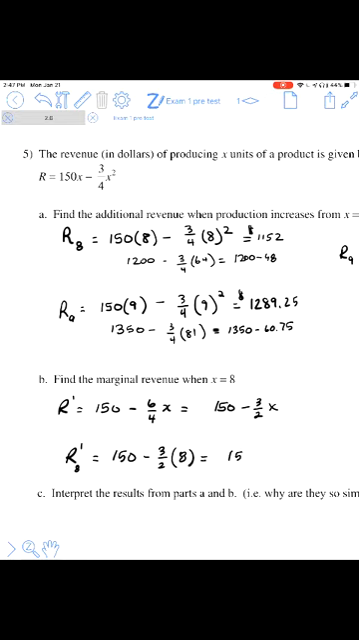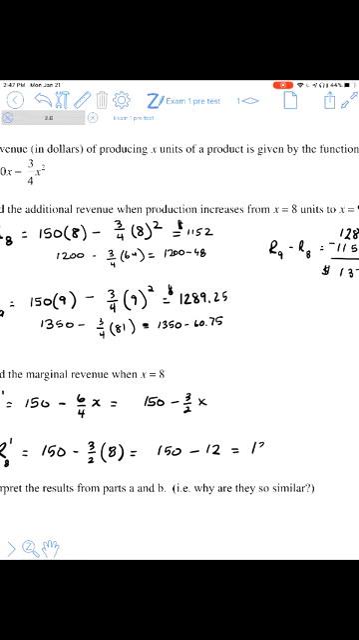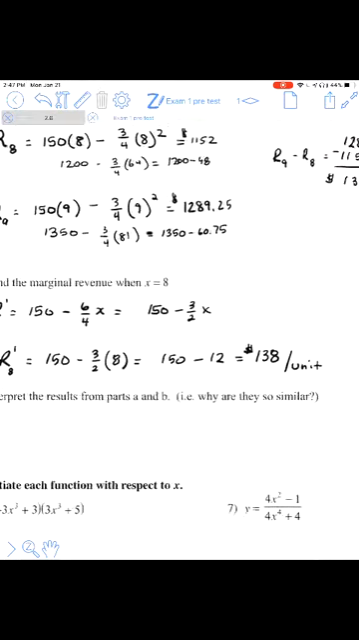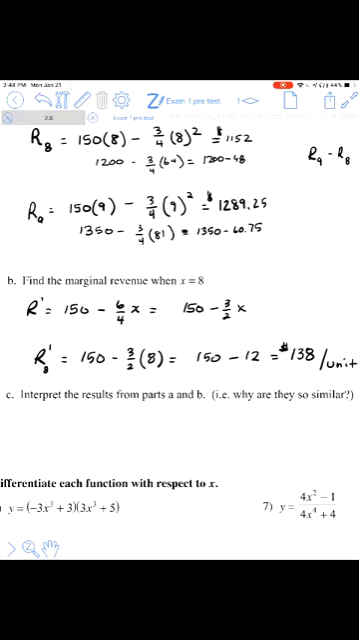So this is 150. 3/2 of 8 is 12. 150 minus 12 is $138 per unit. So we've kind of talked about part C. Interpret the results for parts A and B. Why are they so similar?